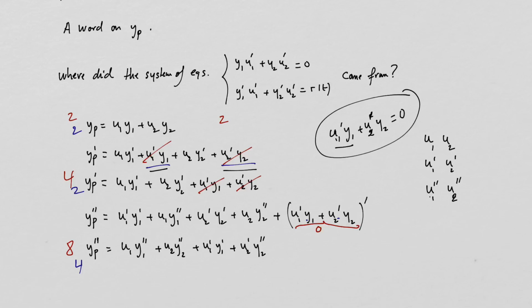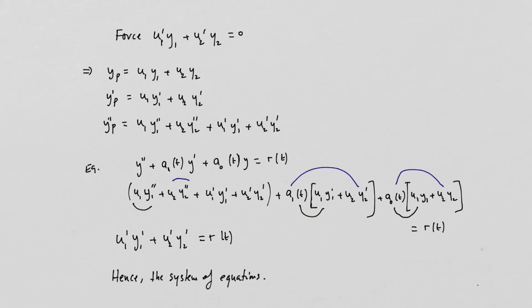And that's the key. So now I have y2 prime, y1 prime, and I keep saying y1, yp, y prime p, y double prime p. 2 and 2 and 4, okay? So we're going to force that to be 0. Here are the first 2 terms. Here are the 2, the other 2 cancel. Here are the 4 that came from these 2. And the 4 here that came from these 2 were 0.